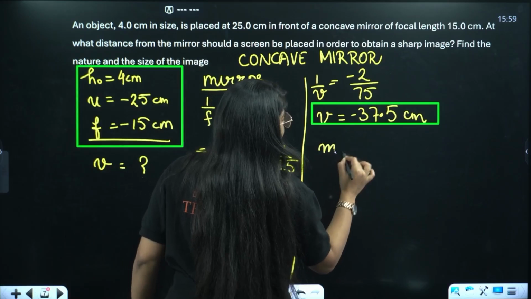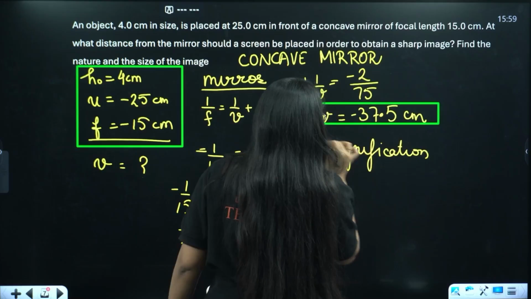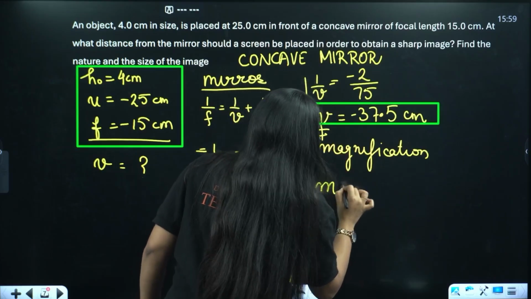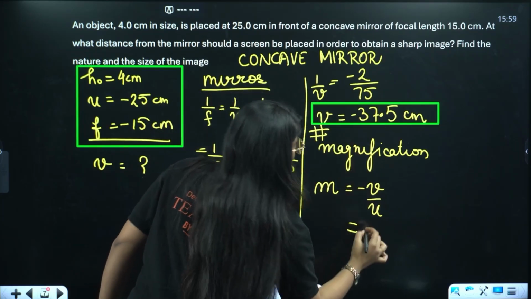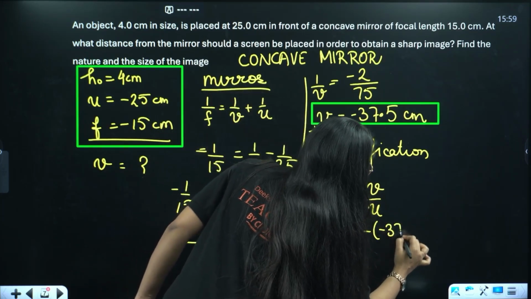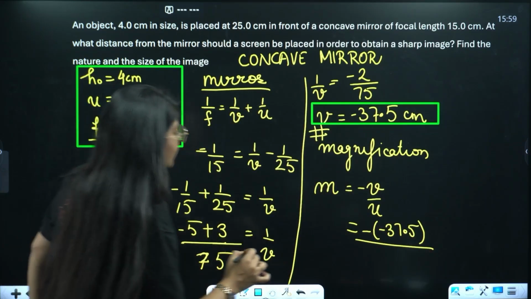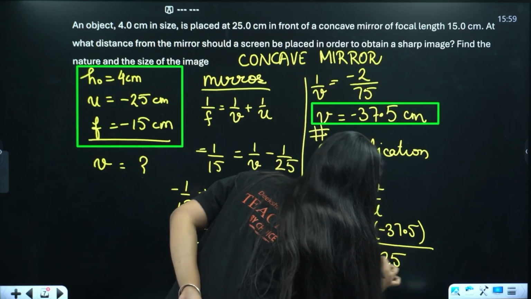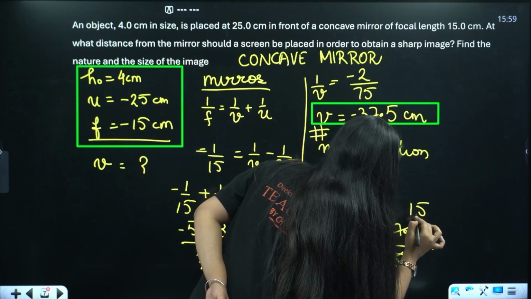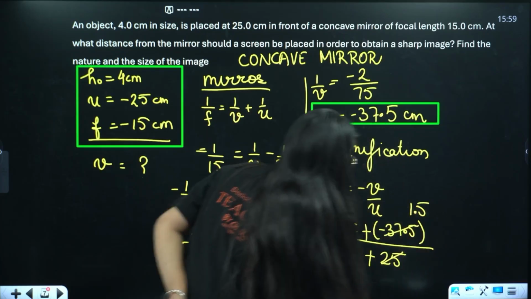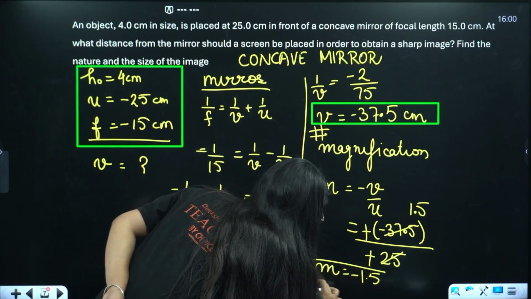So we'll go find the magnification. Correct? How will we find the magnification? Ma'am, the formula is very simple. It is just minus v by u. Understood? Minus v is minus of minus 37.5, divided by u, which is given as minus 25. Understood? So this is 1.5. So magnification is minus 1.5.